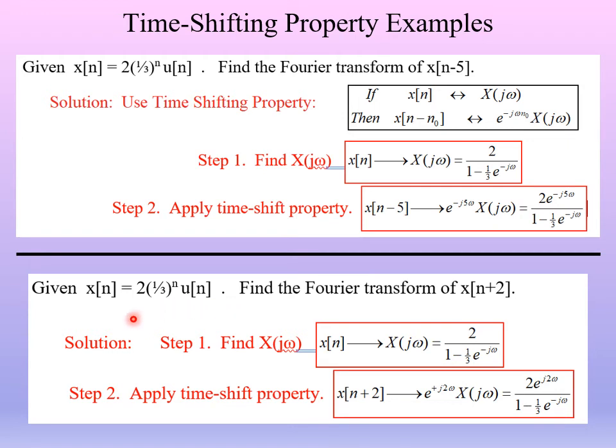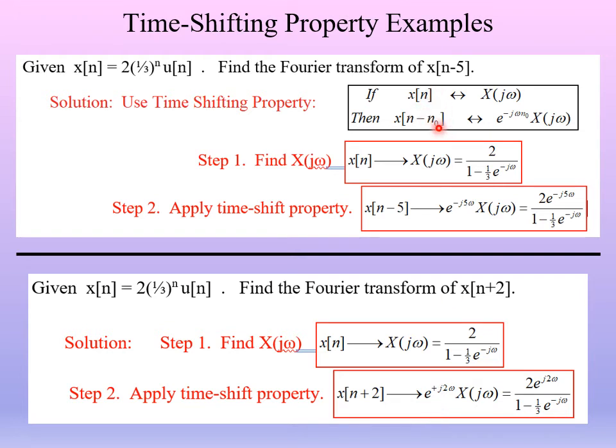Here's another one. Let's say x of n is the exact same sequence as up here. So this time we're asked to find the Fourier transform of x of n plus 2 instead of x of n minus 5. So again, everything goes exactly as before. You find X of j omega, it's the same as up here, no difference. And now it's actually not a delay, it's an advance. We're moving everything to the left by 2. But we use the same time-shifting property.